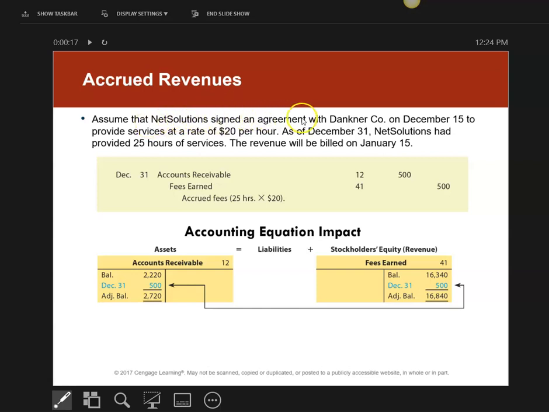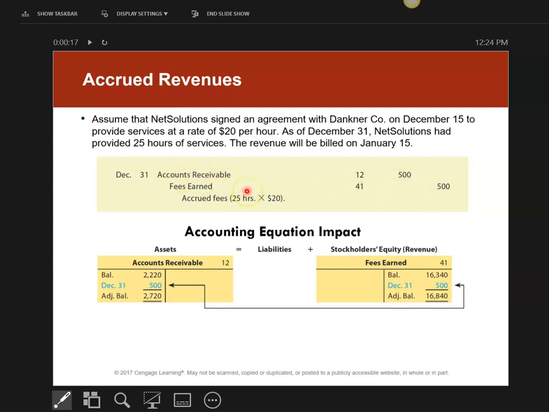So Net Solutions signed an agreement with Danker Company on the 15th of December saying we will provide you services at $20 per hour. At the end of December, I've already provided 25 hours of service, but I haven't actually put the revenue on my books. At the end of the month, I have to record the revenue accrued but not yet recorded. So I'm going to multiply these two numbers. And as I told you before, always debit accounts receivable, credit my revenue.